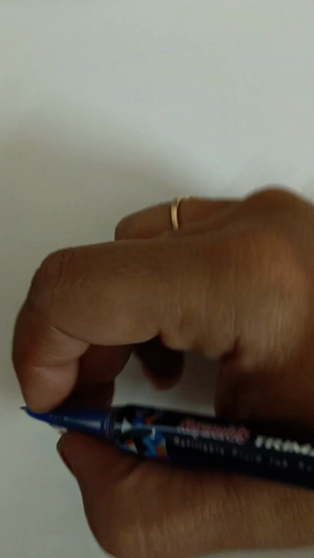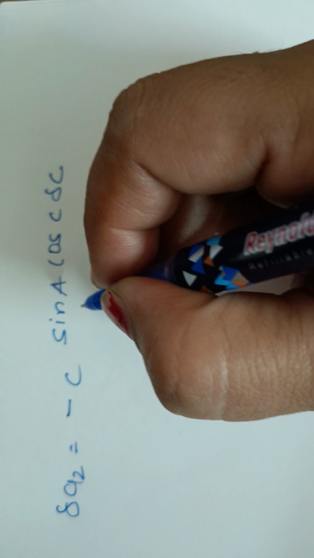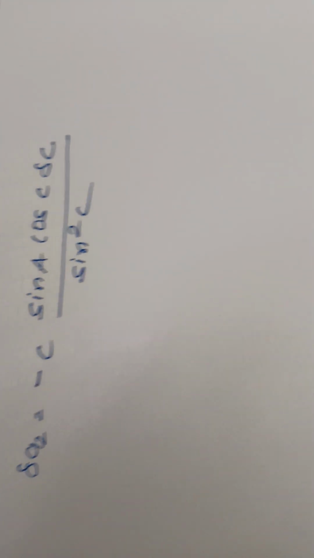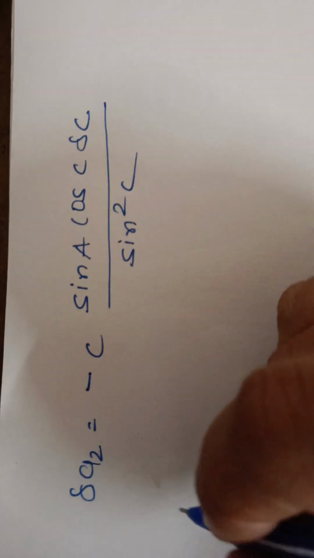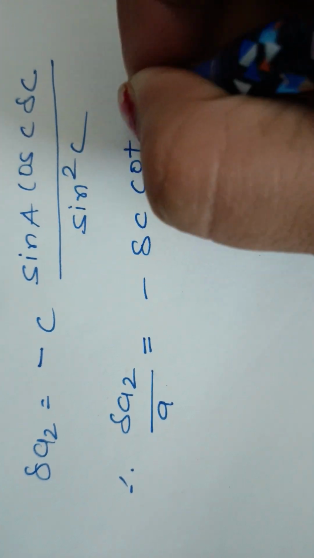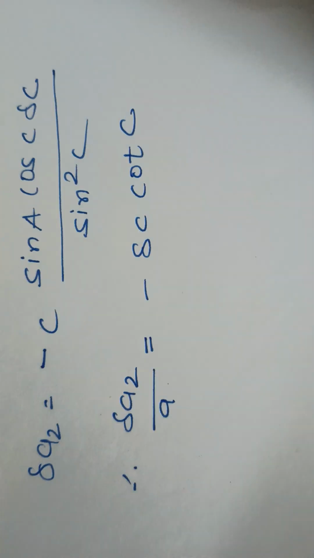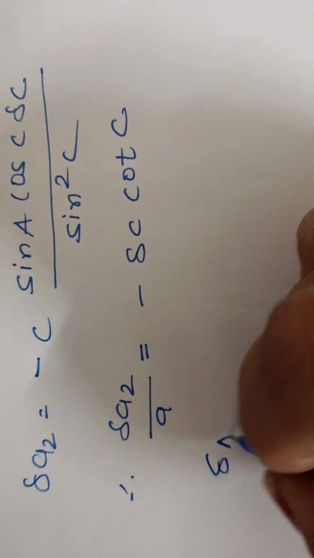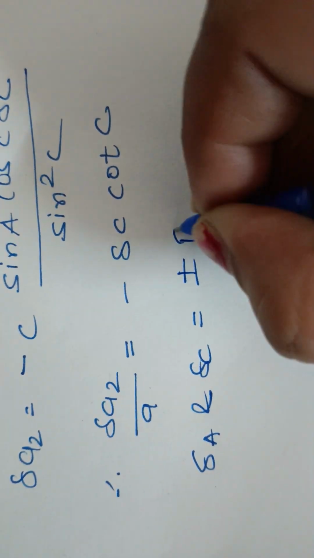I am writing here directly that delta A2 equal to minus C sine A cos C delta C divided by sine square C. Therefore, delta A2 by A we can find is minus delta C cot C. So if delta A and delta C are probable errors in angles, that could be plus or minus beta.